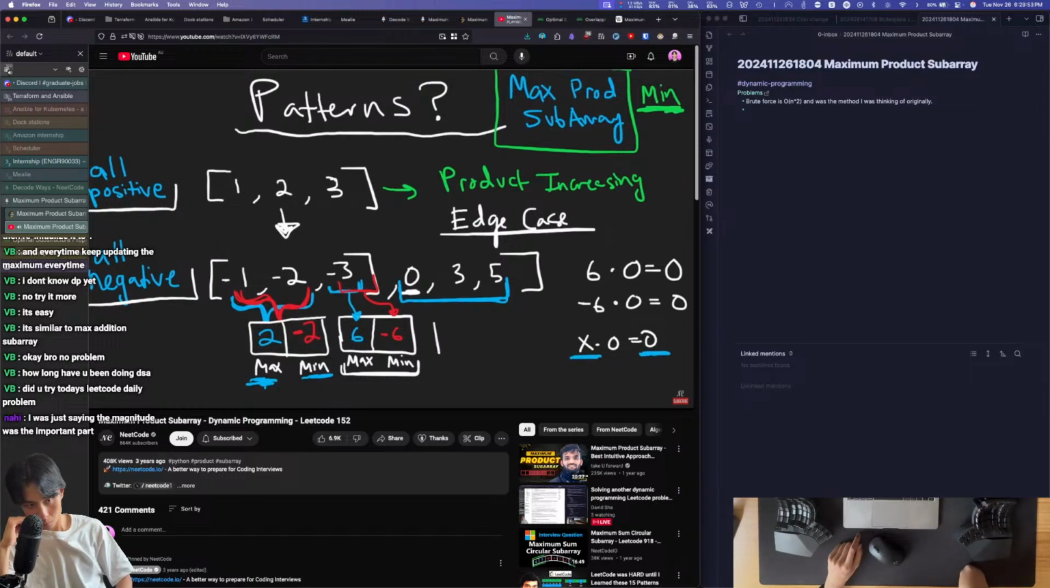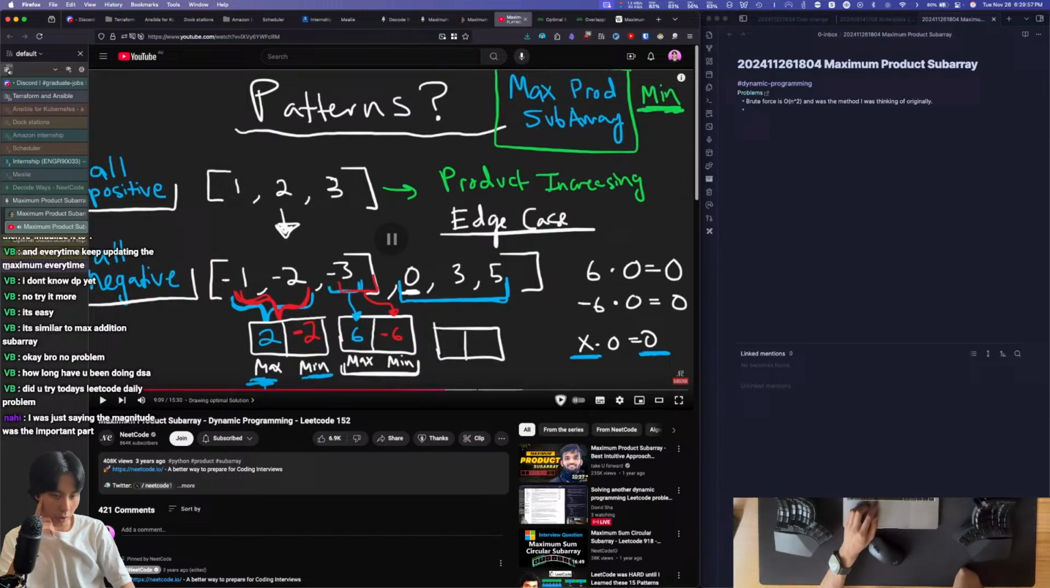So I'm going to decide to handle this in a different way. Hold on, how could you handle this? Just exclude 0 in your subproblem analysis? Or you break up the subproblems by 0?